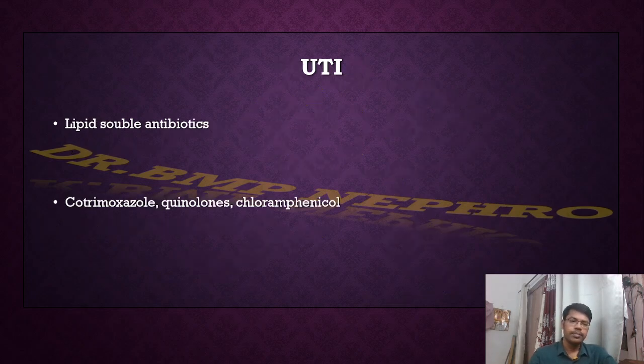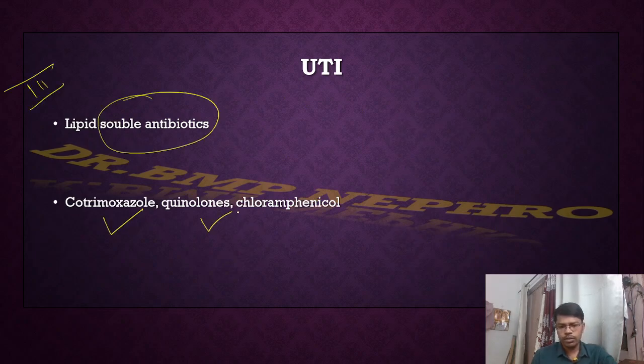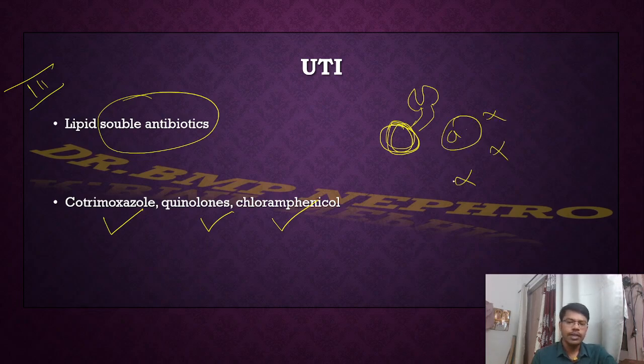Recurrent UTI, how to manage? We have to select lipid-soluble antibiotic like cotrimoxazole, quinolone, or chloramphenicol. The cysts are not in active contact with the glomerular filtrate because these are chloride-filled cysts, not in contact with the filtrate. So we have to give drugs which will penetrate the cyst and go. So select any of these drugs. Even the penem group can be selected.